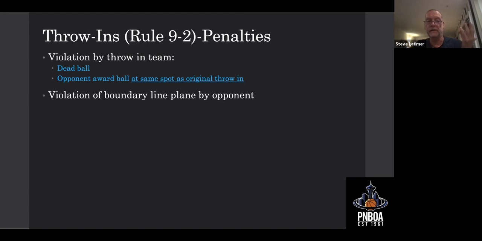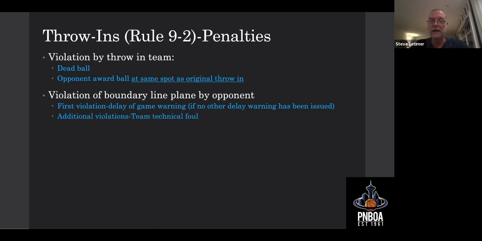Then if you violate the boundary line on the throw-in by the opponent, the first violation is a delay of game warning, if you haven't had a delay of game warning for something else earlier in the game. So like batting the ball away after a made basket would be a delay of game warning. If that had already occurred, this wouldn't be considered a first violation. It would be considered a second violation. But if it's the first delay violation, it's a warning. And then additional violations, it's a team technical foul. It's not a player technical foul.